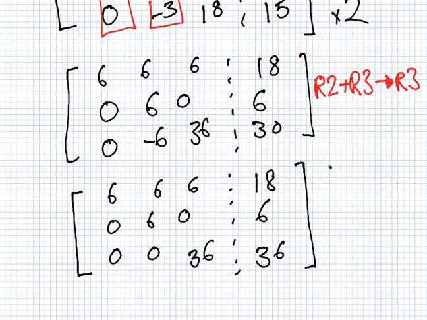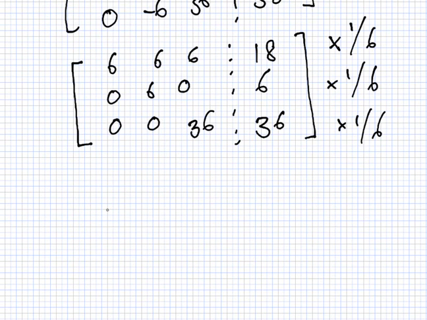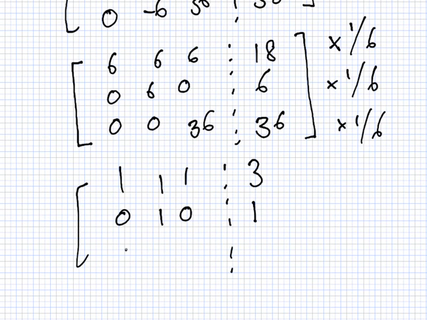Okay. Multiply by 1 over 6, multiply by 1 over 6, multiply by 1 over 6. Make our life easier. 1, 1, 1, 3. 0, 1, 0, 1. 0, 0, actually I could have done 36 in the last one. 1, 1. That's 36.